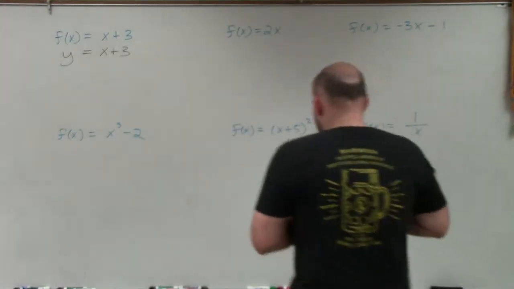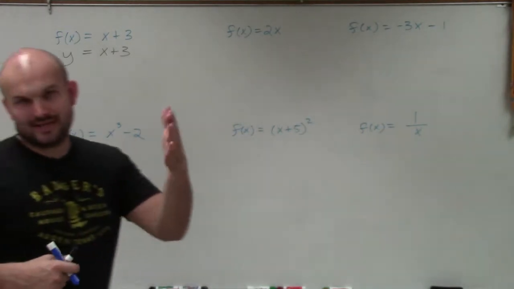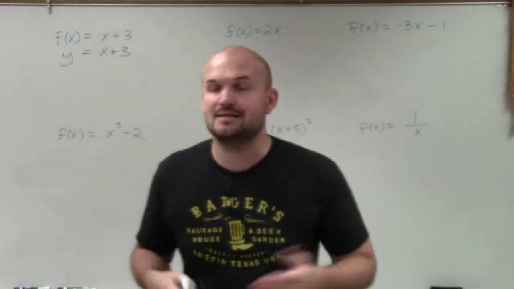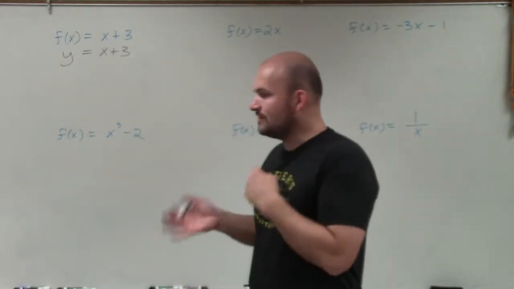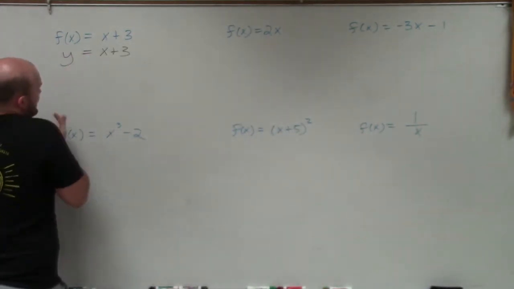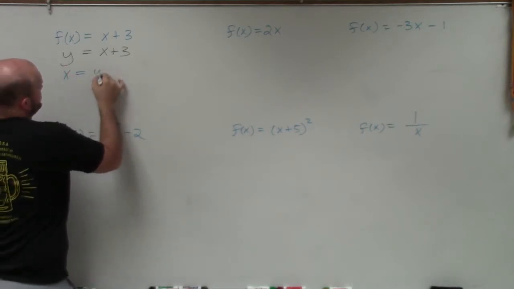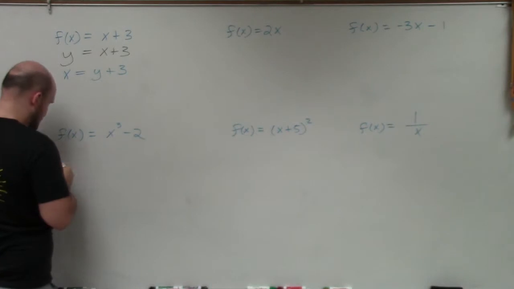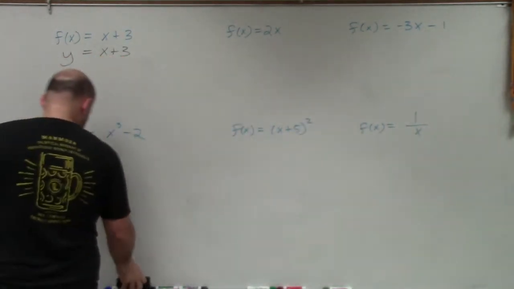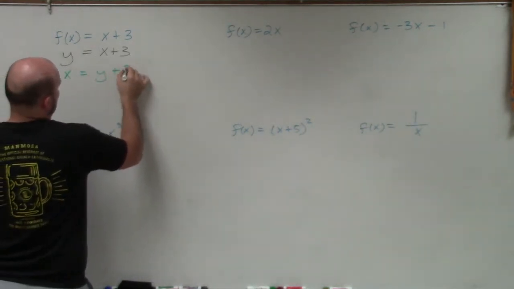The next step is to swap your x and your y. Because remember, when we looked at the graphs of a function and its inverse, they're reflected about the line y equals x. So therefore, they're going to be a reflection. Swapping the x and the y's would be the same thing if you looked at it graphically. So now I'm going to have x equals y plus 3. I was going to try to do a different color for each step, so let's use green on this one.